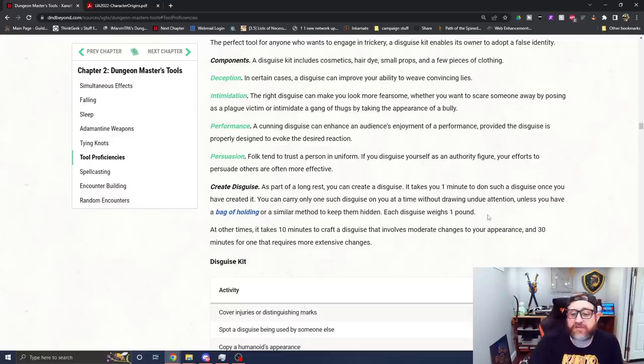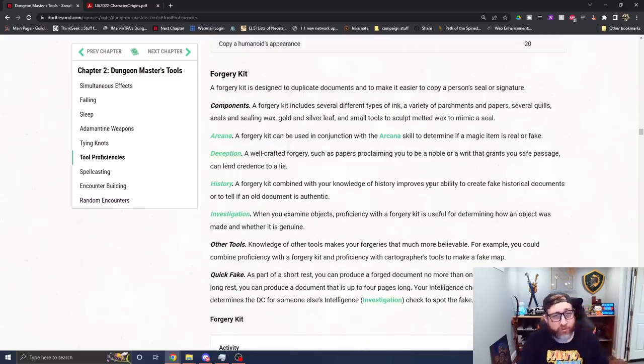If you disguise yourself as an authority figure, your efforts to persuade people might be more effective. Forgery kit and arcana. Really, it seems like if you have any of these sort of paper-based ones, you should be proficient in arcana. It seems like it's useful. A forgery kit can be used in conjunction with the arcana skill to determine if a magic item is real or fake. Deception. A well-crafted forgery, such as papers proclaiming to be a noble or a writ that grants you safe passage, can lend credence to a lie.